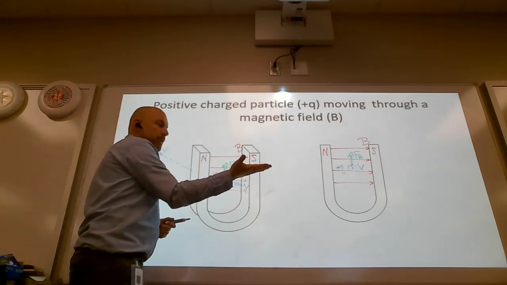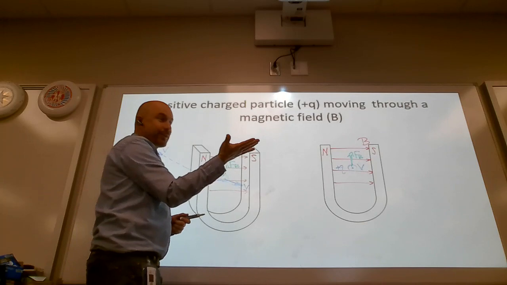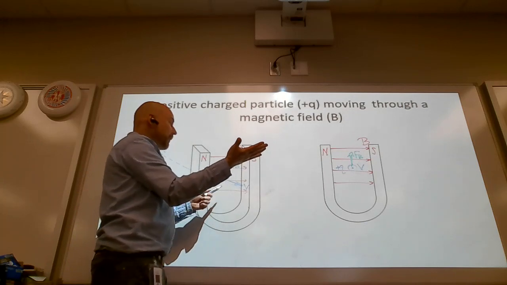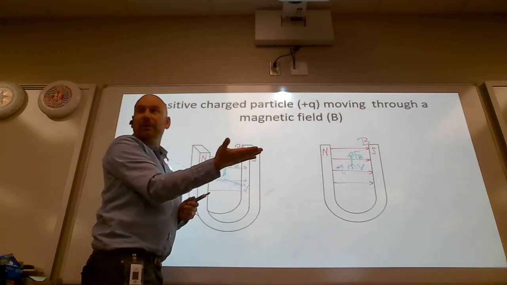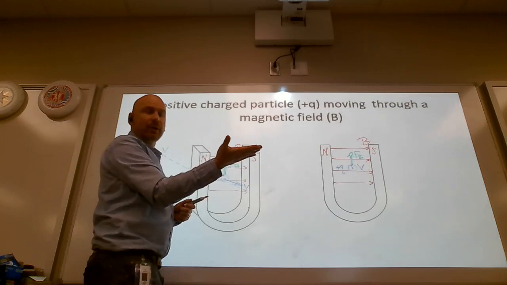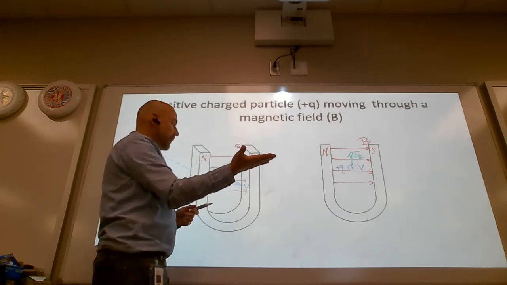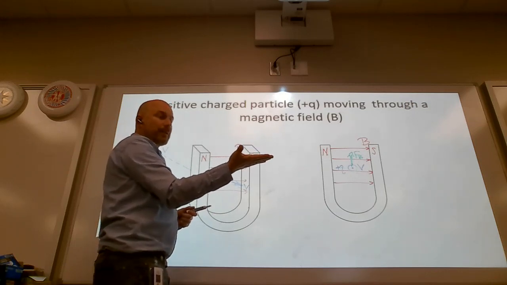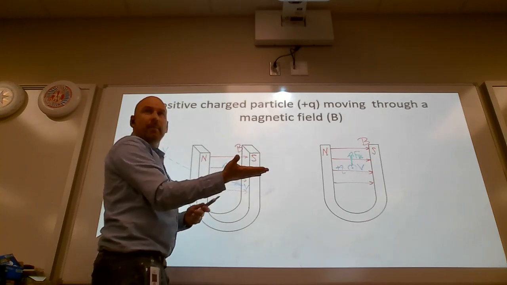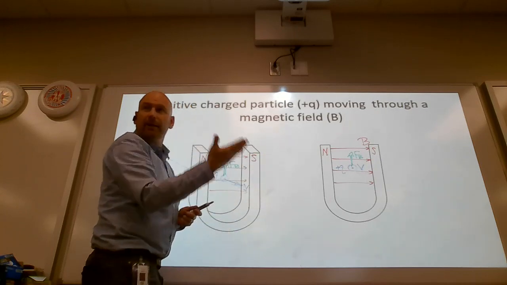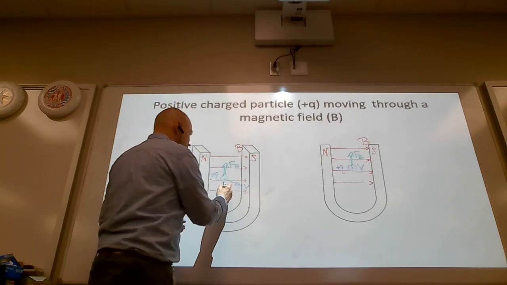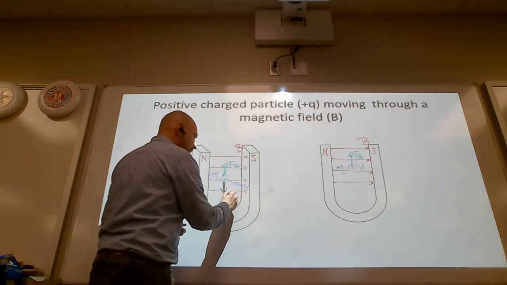Your hand, you're still going to hold it exactly the same way. Your fingers are still going in the direction of the magnetic field. Your thumb is still going in the direction of the velocity. The only difference is instead of forcing with the palm, you're forcing with the back of the hand. So it's going to be forced down in the opposite direction.